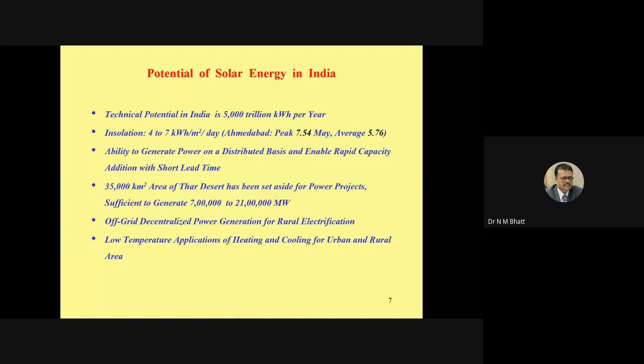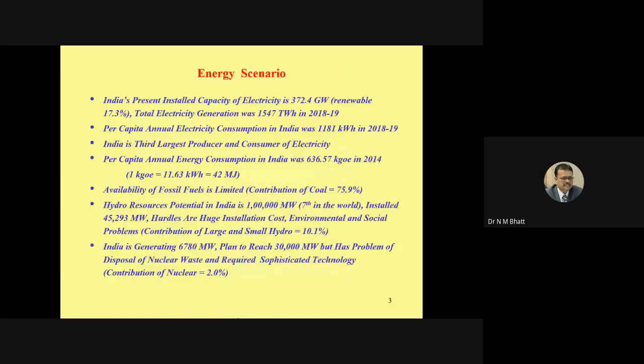These are certain facts and figures regarding the potential of solar energy in India. The technical potential of solar energy in India is about 5,000 trillion kilowatt hour per year. I repeat, the technical potential of solar energy in India is 5,000 trillion kilowatt hour per year. Now, here, the retention of this slide would be justified.